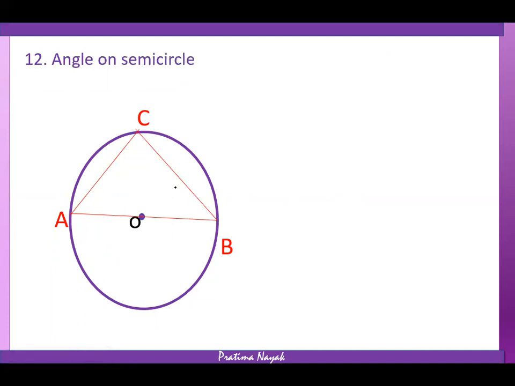Next, angle in a semicircle is 90 degrees. What is a semicircle? A semicircle is the half of the circle on your diameter. Semi means half. So this makes your 90 degrees. Angle in a semicircle is 90 degrees. So here angle ACB is equal to 90 degrees.